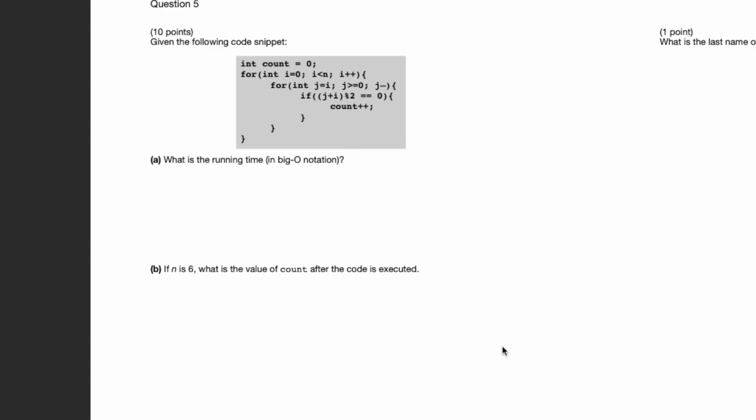So question 5 was pretty straightforward, I think. Given the following code snippet: int count equals 0; for int i from 0 to n minus 1, for j equals i down to 0 by 1s, if j plus i mod 2 is equal to 0, then we add something to the count. So the first question was, what's the running time in big O notation?